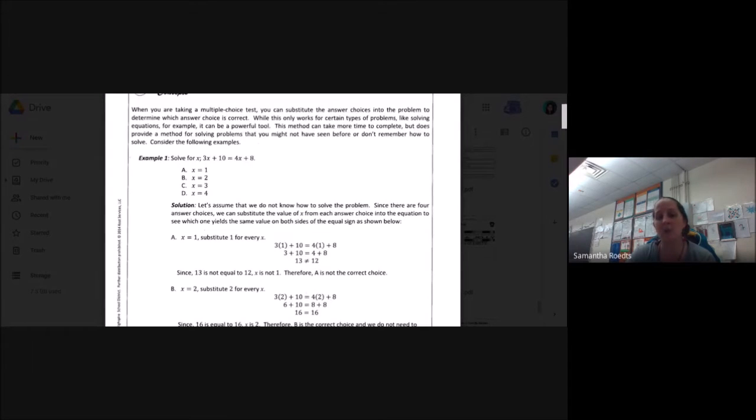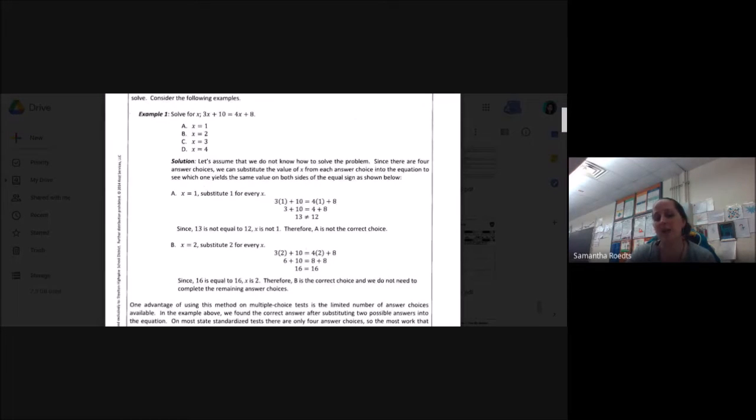So I substitute x equals 1 in. 3 times 1 is 3 plus 10, and 4 times 1 is 4 plus 8. 13 does not equal 12, so I can eliminate A as my answer choice. I substitute in x equals 2. 3 times 2 is 6, 4 times 2 is 8. 6 plus 10 is 16, and 8 plus 8 is 16. So since 16 equals 16, x is 2. So therefore B is the correct answer choice, and we don't need to complete any of the remaining answer choices.